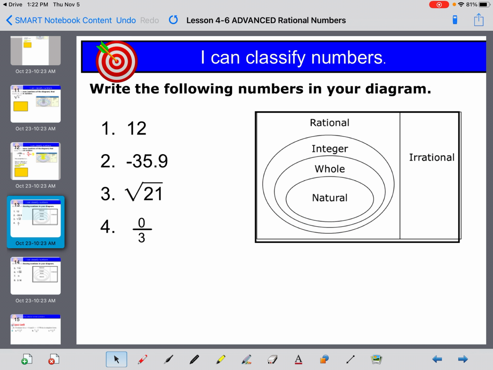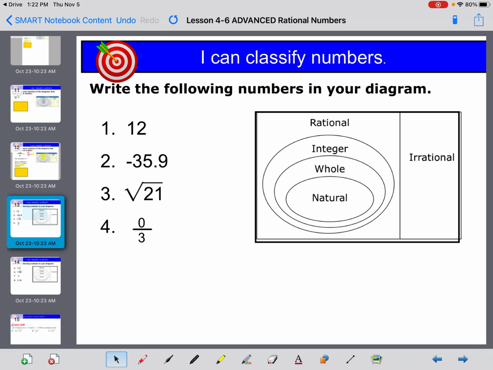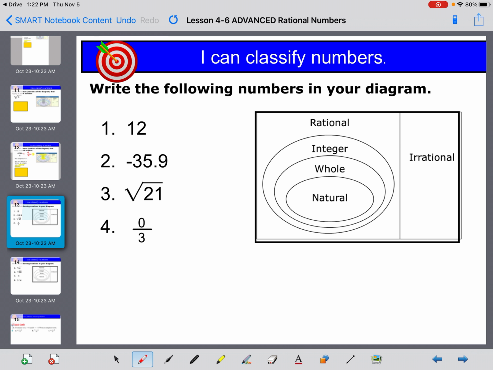Just rational or irrational. So write the following numbers in the diagram, or say rational or irrational. I'd like you to pause the video and do these 8 problems. Then come on back and compare what you got to what I got.